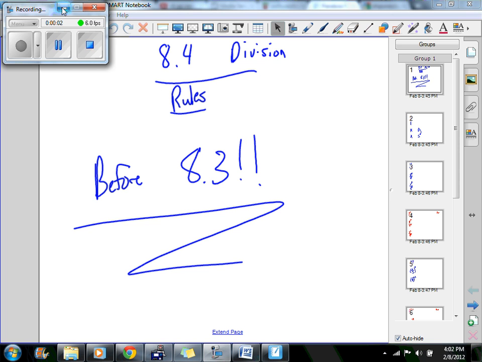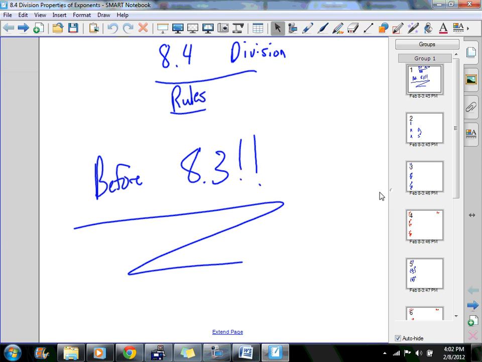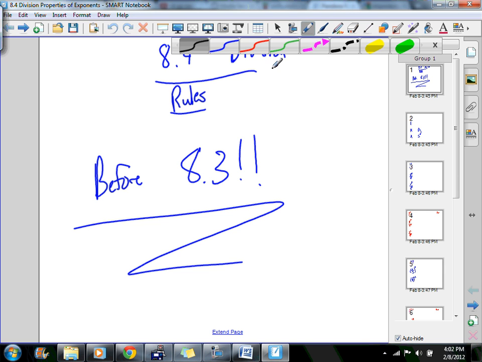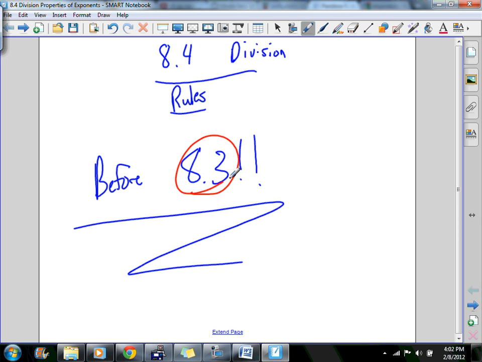Welcome, Algebra. We are going to be working on 8.4 division rules because we've done sections 1 and 2, and we are skipping section 3 for a day, okay? And we're going to be working on 8.4 now. So this is before section 8.3, and after today, we have a quiz, okay?